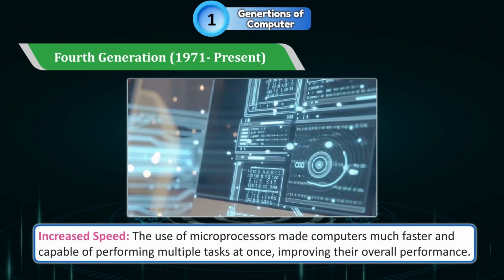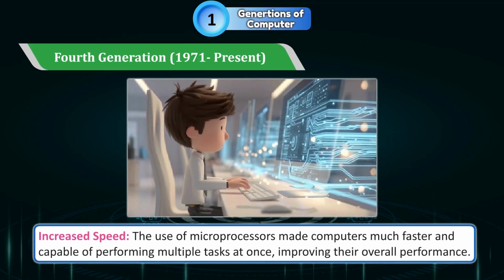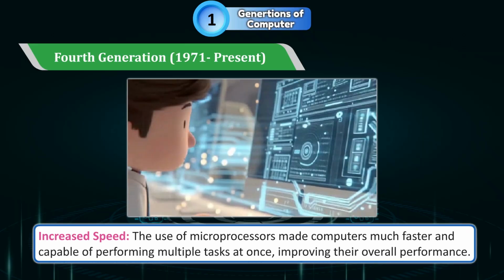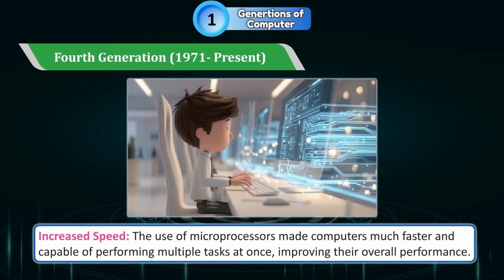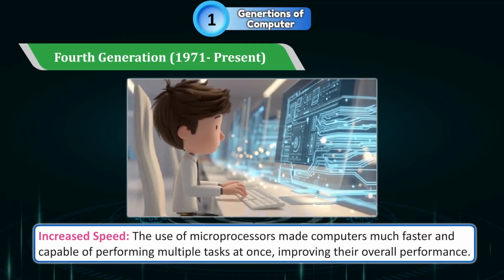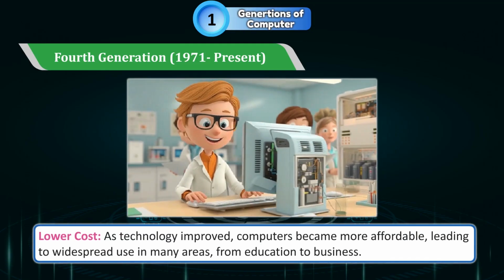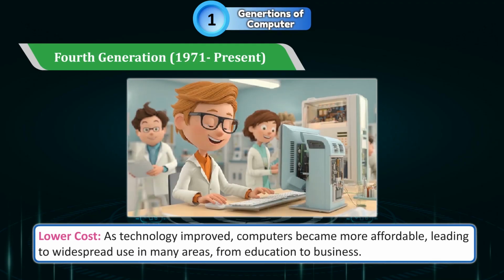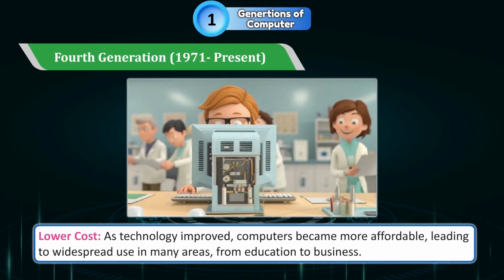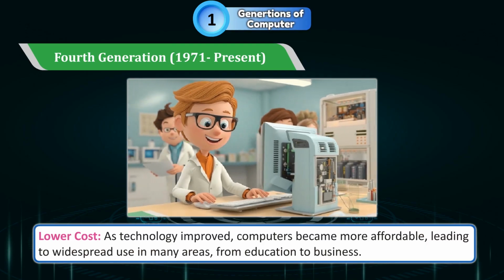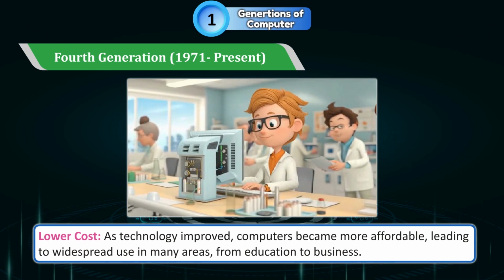Increased speed. The use of microprocessors made computers much faster and capable of performing multiple tasks at once, improving their overall performance. Lower cost. As technology improved, computers became more affordable, leading to widespread use in many areas, from education to business.